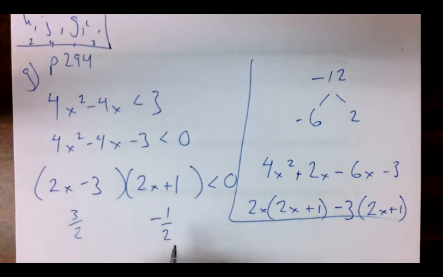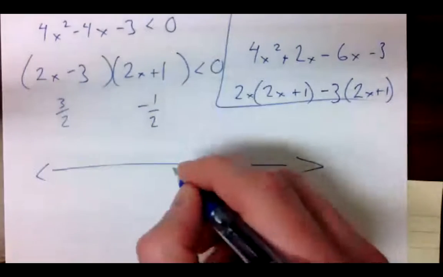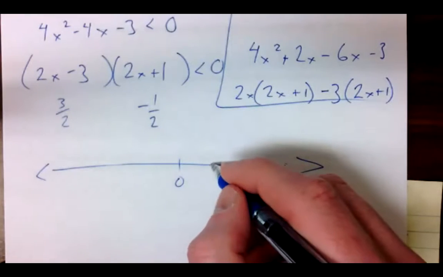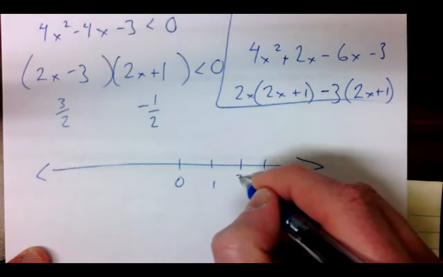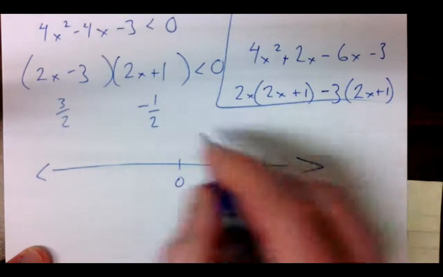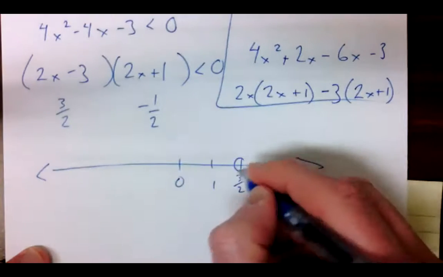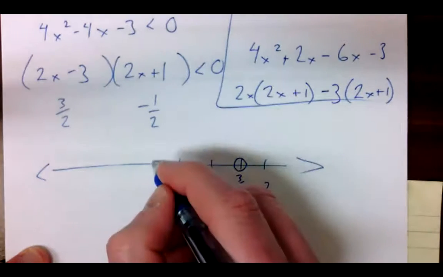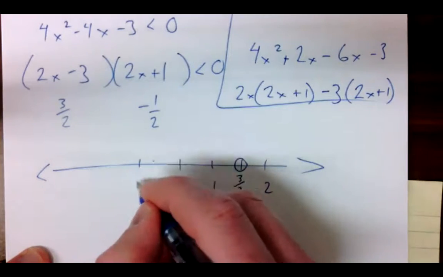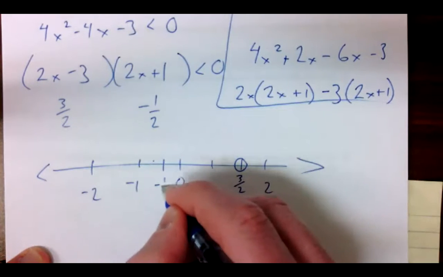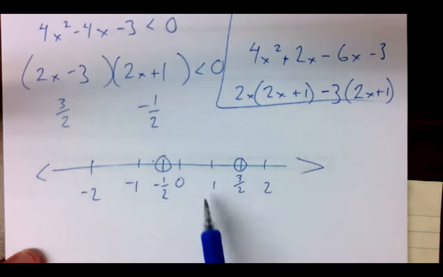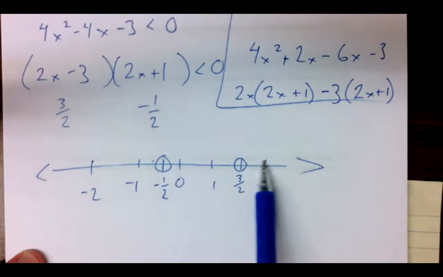So then I do my number line. 0, 1, 2. So this would be 3 over 2, because that's 1.5. And this is not equal to, so it's an open circle. And then we've got, let's make it a little bit bigger, negative 1, negative 2. So this would be negative 1 over 2.